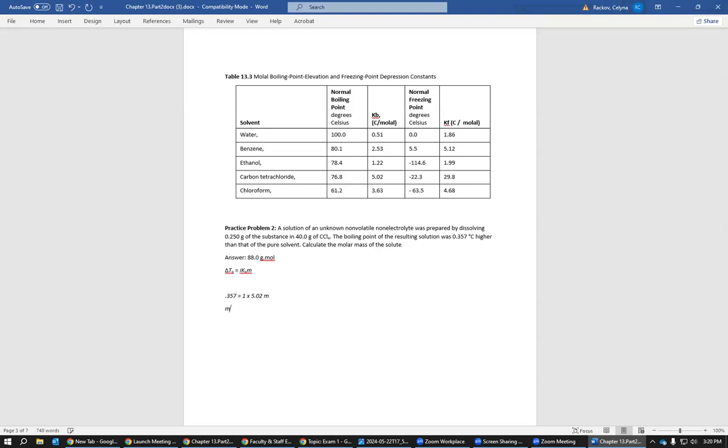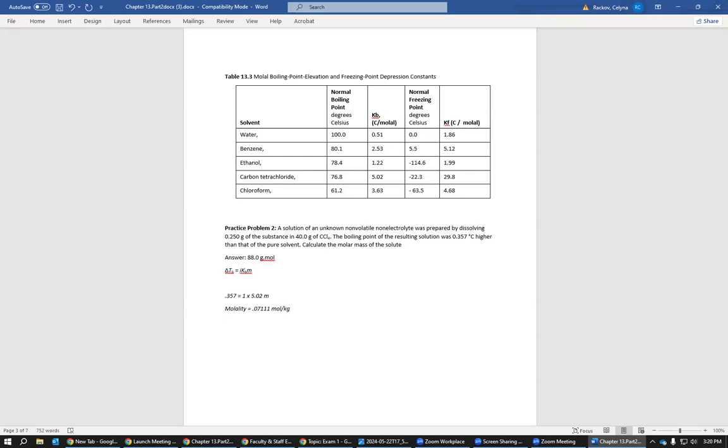So you need to rearrange here to find the molality, right? It would be equal to what? 0.357 divided by 5.02. So your molality here will be 0.07111. Molality is moles per kilogram.